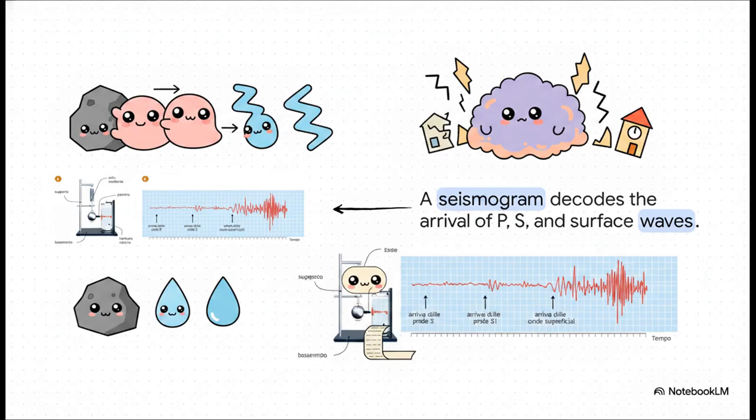Finally, when P and S waves reach the surface, they combine to create surface waves. And as you can tell by the massive spikes on the readout, surface waves are the most intense and are responsible for the vast majority of earthquake damage.